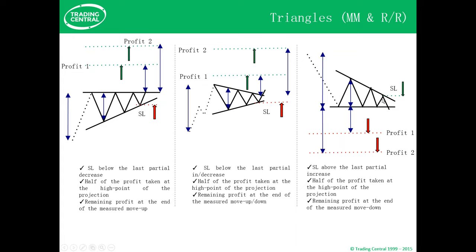For the descending one, we set the stop in the last partial increase, and the first target is from the high point projected to the horizontal support, and then you can take half profit here. Then the second is from the previous top to the horizontal support, to form the second price objective.